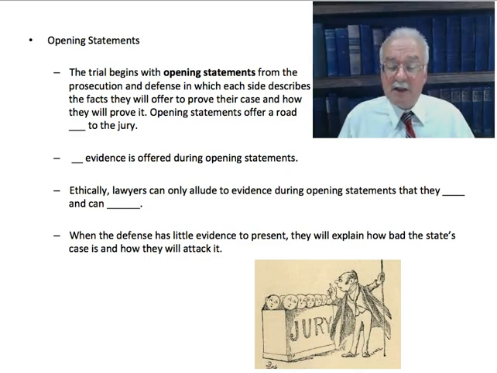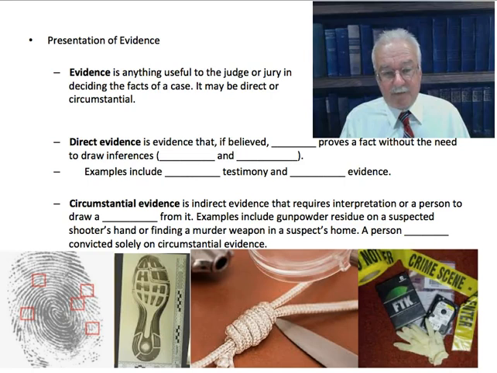Ethically, lawyers can only allude to evidence during opening statements that they have and can prove. You couldn't say in opening statements that I am going to introduce an eyewitness who saw my defendant, the accused, on the other side of town at the time of the murder, unless you in fact had such a witness and that's what they were going to say. When the defense has little evidence to present, they will explain how bad the state's case is and how they will attack it. Because again, you can't offer evidence that's false.